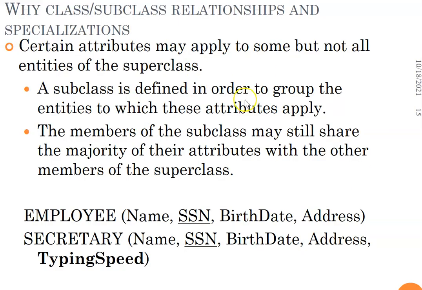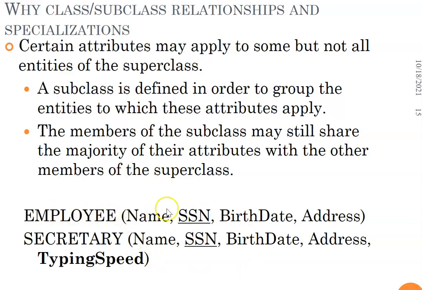So certain attributes may apply. So they are saying certain attributes may apply to some, but not all the entities of the superclass. We are saying, why do we need this class and subclass relationship types and specialization? It is because some attributes may apply, like what I have said, the attribute of typing speed can only apply to the secretary, whereas the other attributes that we had in employee are applying to all the subclasses. So this is the example here.